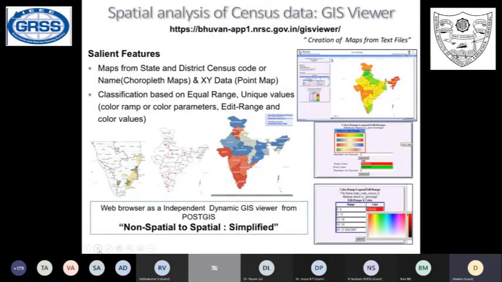Not only that, the non-spatial data, the textual information that you have in the form of census data, can be visualized online through simple mapping tools. We have a special GIS Viewer which does the spatial analysis of the census data and provides these unique tools.